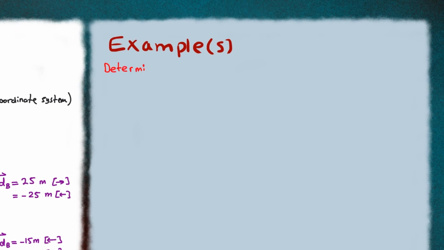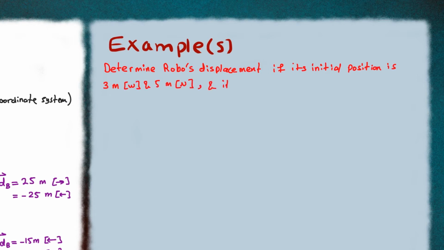For the first example, we want to determine Robo's displacement if its initial position is 3 meters west and 5 meters north, and its final position is at 10 meters south and 4 meters east. We often start these questions with drawing a coordinate system and setting directions to be positive. In this case, we're going to choose east and north to be positive, but any direction would have been okay.